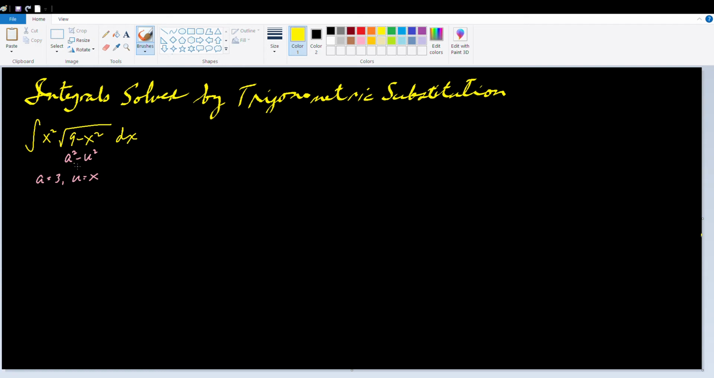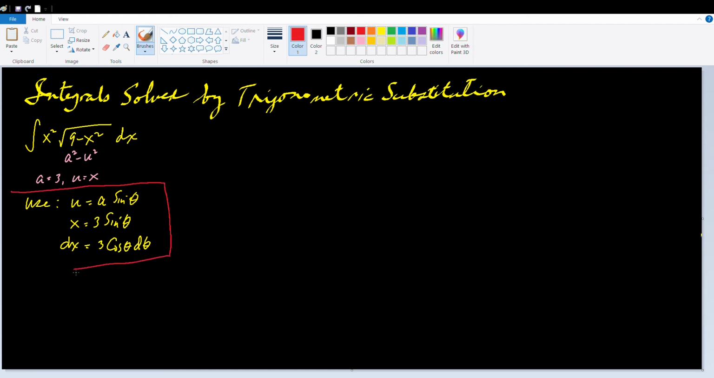For expressions of the form a squared minus u squared, we use u equal to a sine of theta, or x equal to 3 sine of theta. The differential is dx equal to 3 cosine of theta d theta. Okay, so we now apply this to our integral.